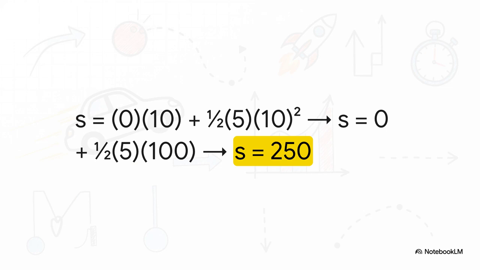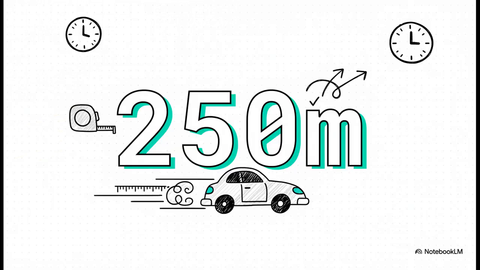Now for the fun part. Step 3, execute. We just plug our numbers into the formula we picked. Our initial velocity, u, is 0. So that whole first part, u times t, just disappears. It's 0. That makes things easy. So we're left with 1/2 times our acceleration of 5 times our time of 10 squared, which is 100. So we've got half of 5 times 100. That's half of 500, which is 250. And boom, there it is, 250 meters. That's our answer. But wait, we're not finished.